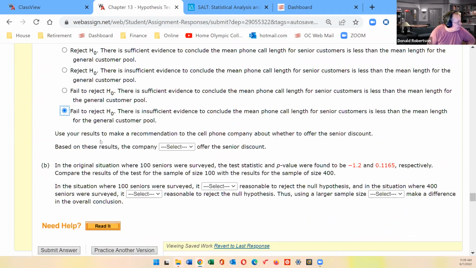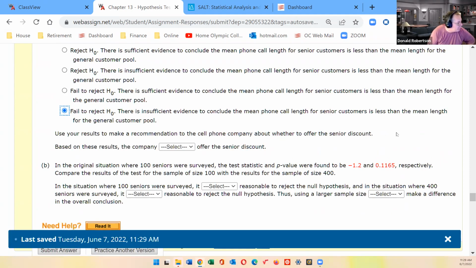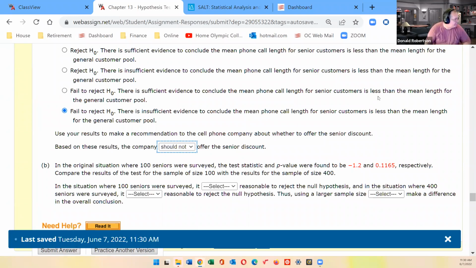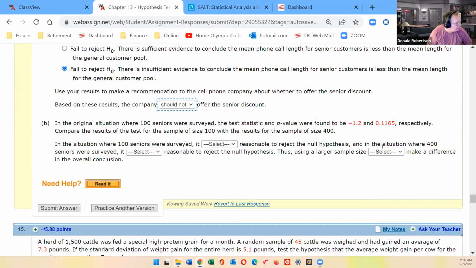Right? Now, use your results to make a recommendation to the cell phone company about whether or not to do it. Based on these results, the company should not offer a senior discount because we haven't proved it's worth it, right? Because we never found evidence that they actually talk less than anyone else does. Are we good?